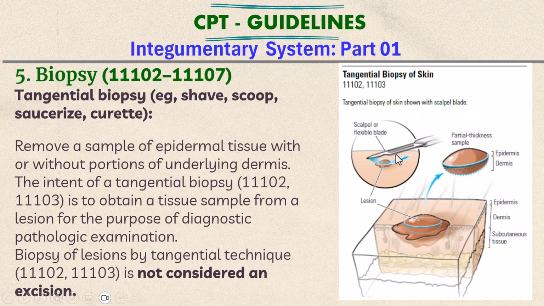That's also very important. When you take skin biopsies, there are three types. The skin biopsy codes are 11102 to 11107. The first type is tangential biopsy, for example shave, scoop, saucerize, or curette. You can see here, it removes a sample of epidermal tissue with or without a portion of underlying dermis. The intent of the tangential biopsy is to obtain a tissue sample from a lesion for the purpose of diagnostic pathologic examination. Biopsy of lesions by tangential technique is not considered an excision.